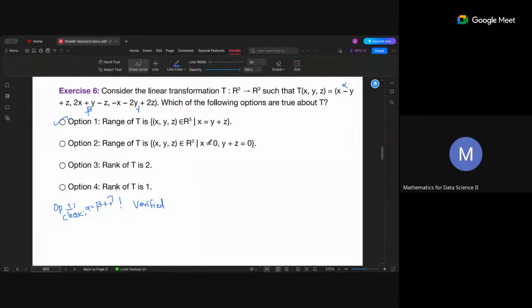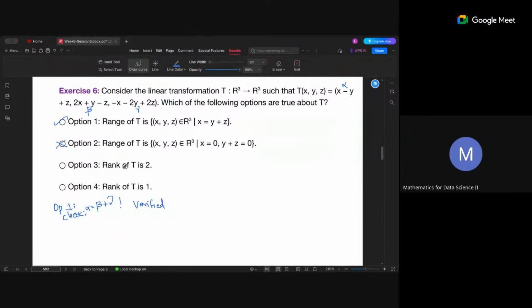Okay. What about option 2? Do we have alpha equal to 0? Obviously not, right? Obviously, we don't have any condition which says x minus y plus z is equal to 0. We don't have any such conditions given to us.